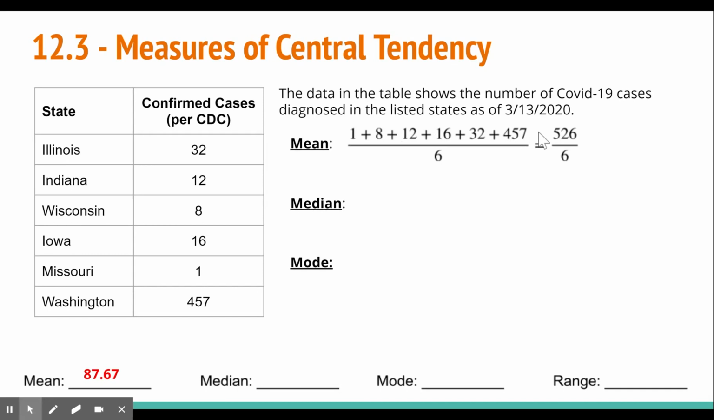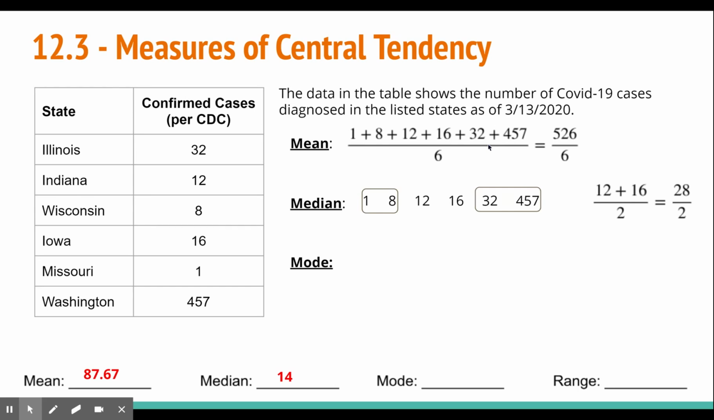there's an even number of data points, so we're going to have to find the middle of our two middle values. Looks like our two numbers in the middle are 12 and 16. We're going to add those together and divide by 2 to get 14 for our median.